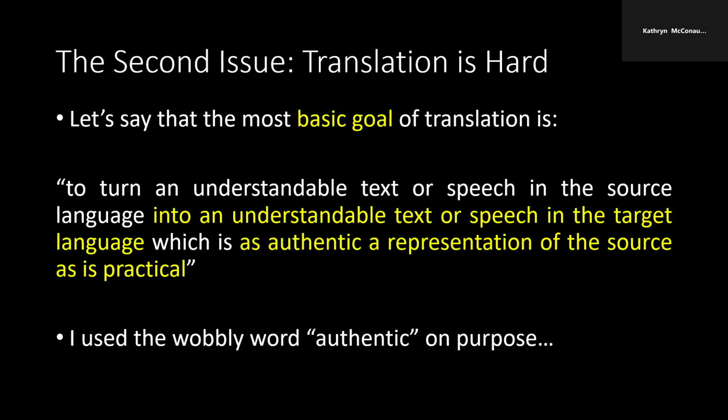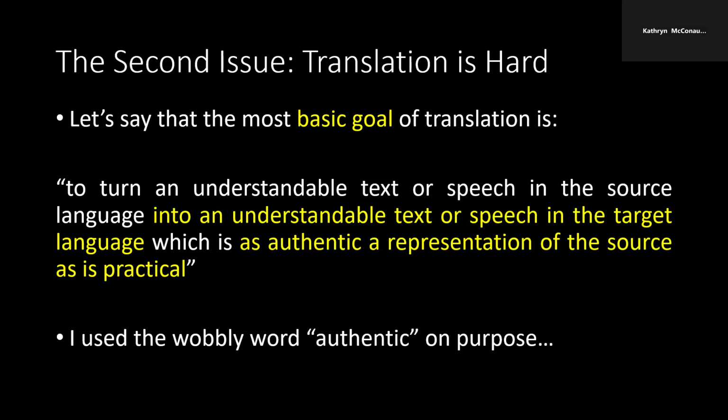Let's say that the most basic goal of translation is to turn an understandable text or speech in the source language, in this case, Biblical Hebrew, into an understandable text or speech in the target language, in this case, English, which is as authentic a representation of the source language as is practical. So we're trying to make sure we get an understandable result in English. That's a high priority. But we also are trying to make this as authentic a representation of the Hebrew original as we can.